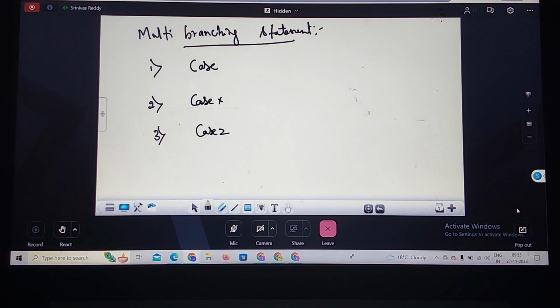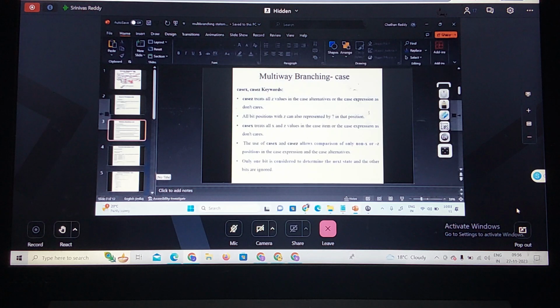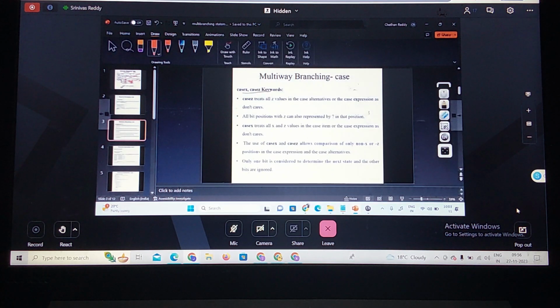We know that case is the alternative to the nested if statement. Where many alternatives are there, nested if is very unwieldy, so we can go with case statements. So what are casex and casez? Casex and casez are keywords for multi-branching statements. What does casex treat? All the Z values in the case alternatives, that is, the case expressions, are considered as don't care condition.